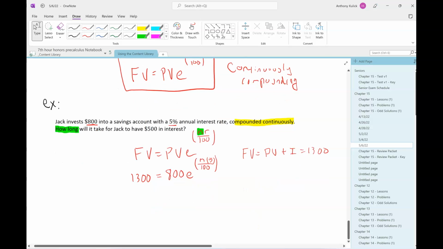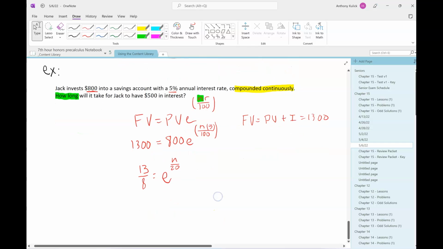Okay. To solve this, what's the first thing I should do? Divide by 800. When I do that, I get 13 over 8. Everybody's okay with me reducing there a little bit? And the exponent can reduce down to just be n over 20. Everybody's cool with me reducing that a little bit? Okay. What's the next step? Yeah, natural log both sides. Dead on. And then multiply by 20.